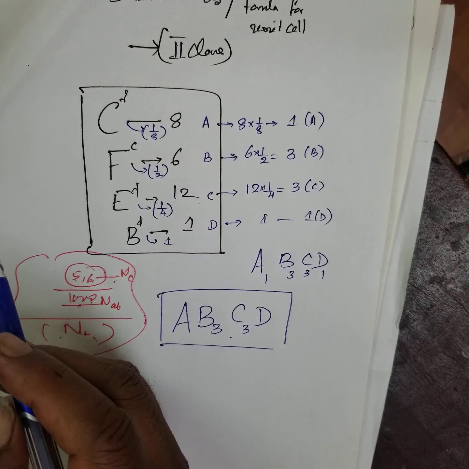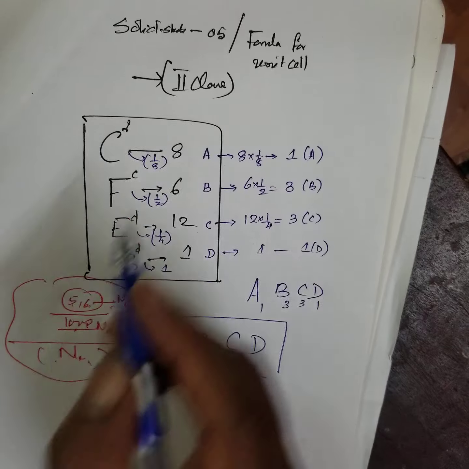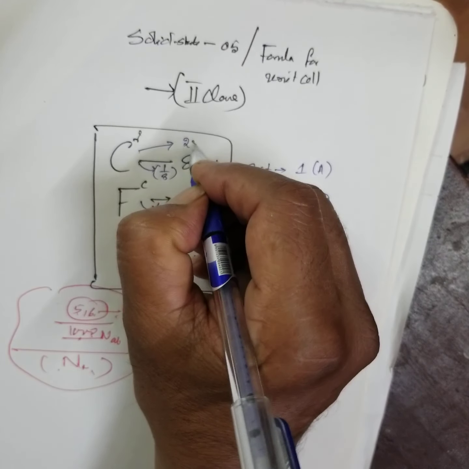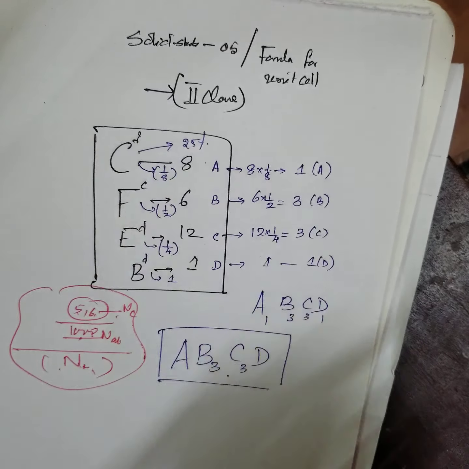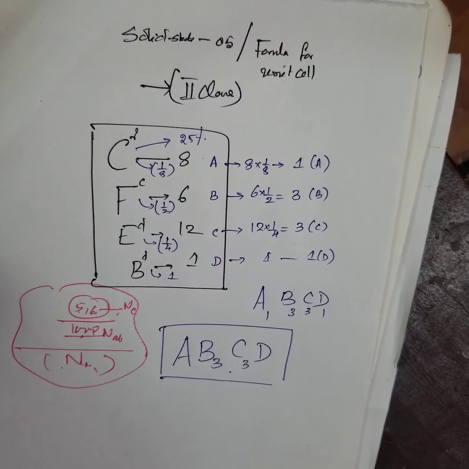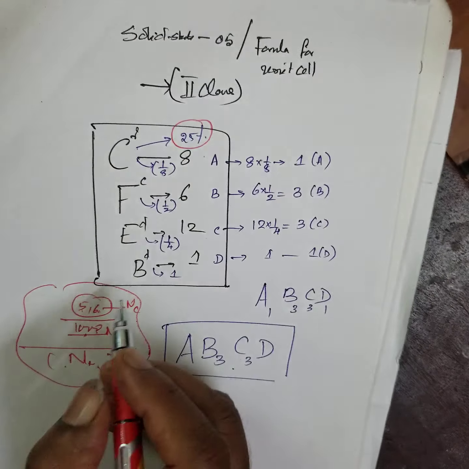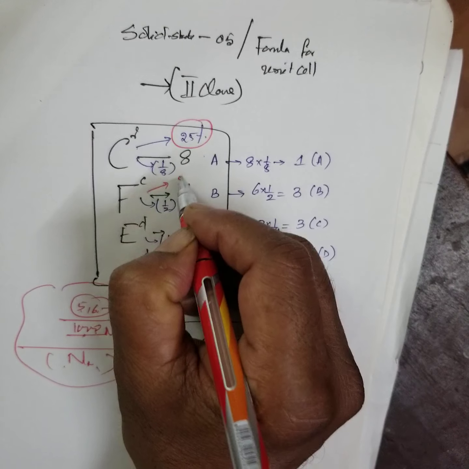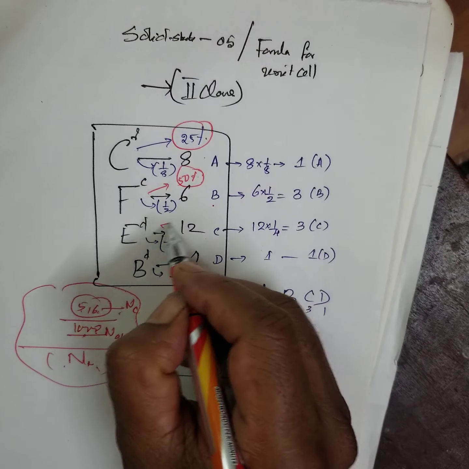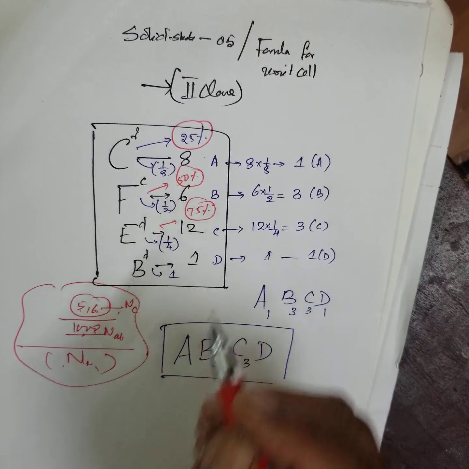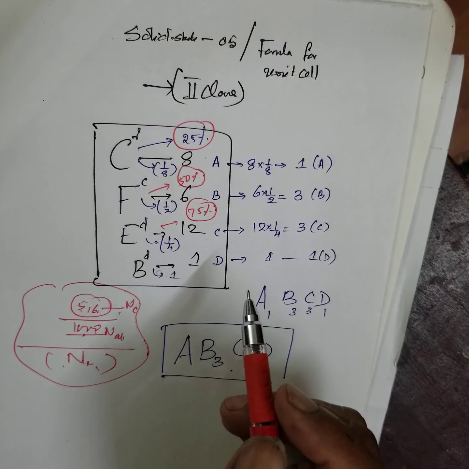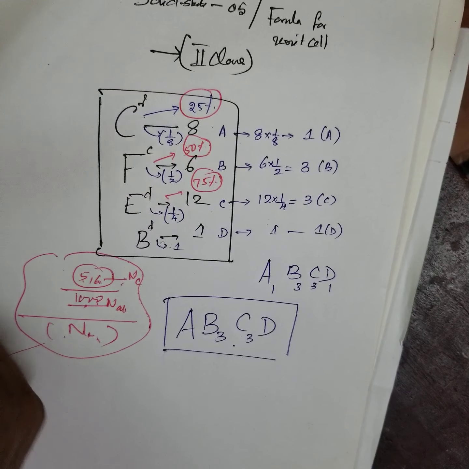I'll read it out. See, they removed 25% of A at the corner, then 50% they removed from B, 75% they removed from C. They have not removed anything from D. Write the formula.